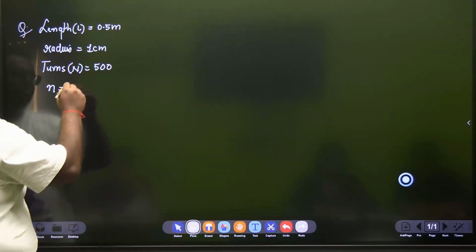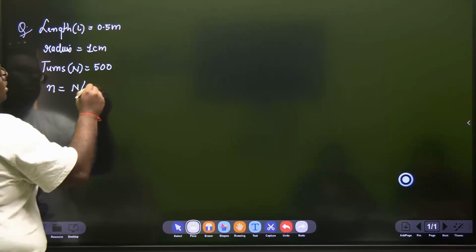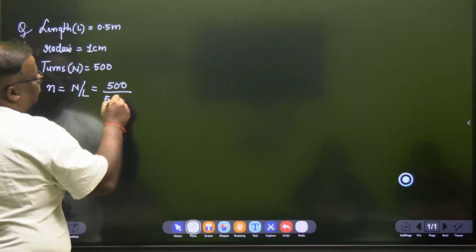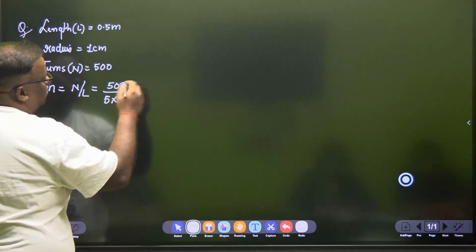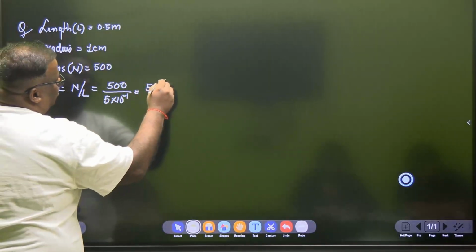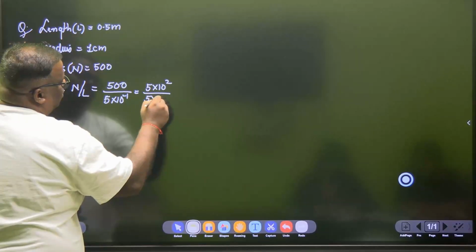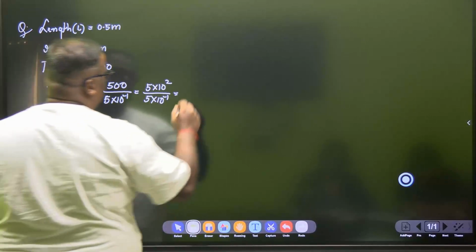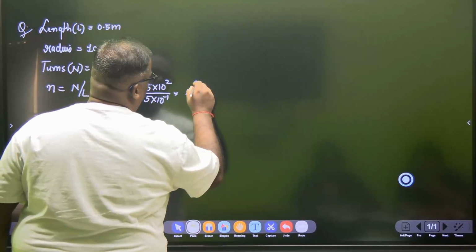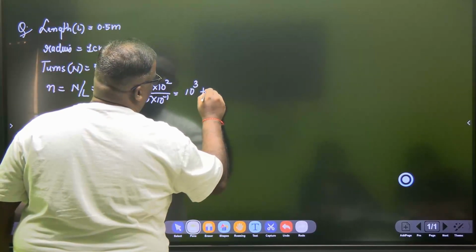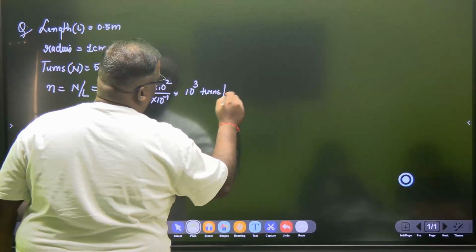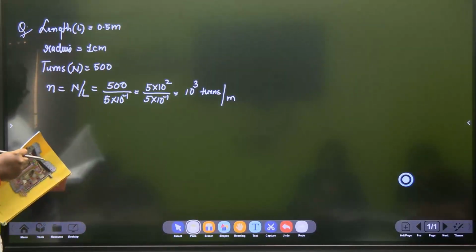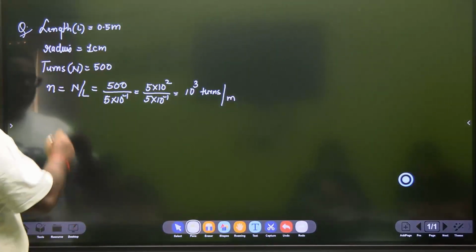Small n is equal to capital N by L. So it should be 500 divided by 5 into 10 to the power minus 1. So how much is it? This is 5 into 10 to the power 2 divided by 5 into 10 to the power minus 1. So 2 minus 1, it becomes 10 to the power 3 turns per meter. Is this understood? Okay.